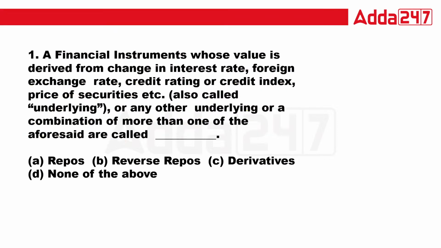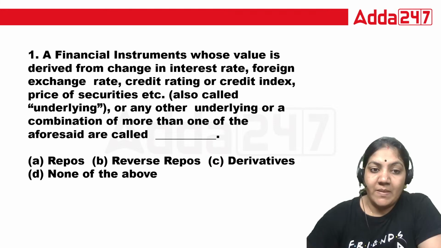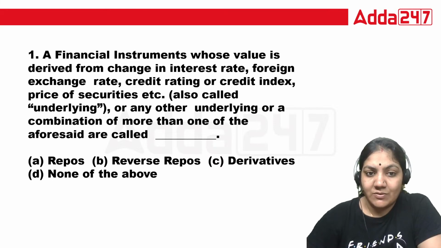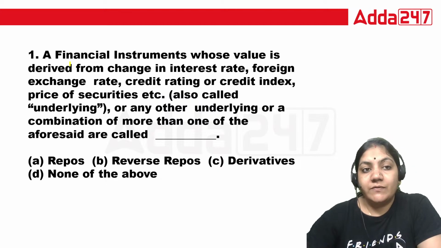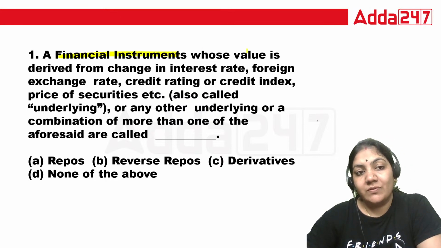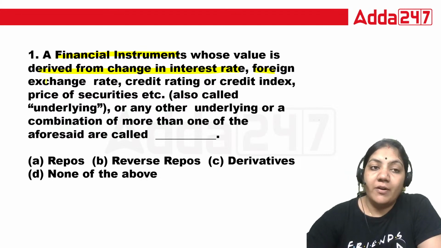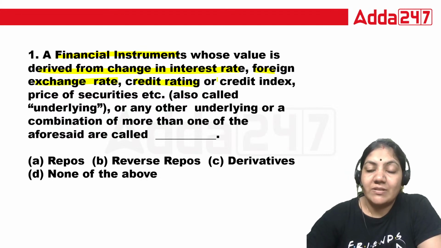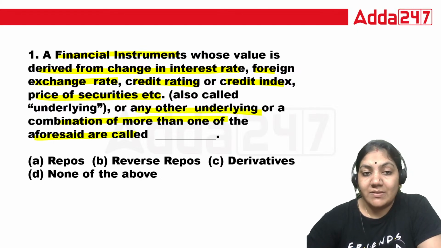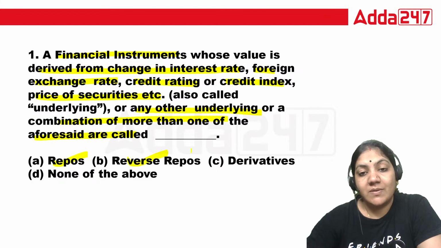Now, let's understand the question and answer that is given in your particular act, okay? The first question is: a financial instrument whose value is derived from the change in interest rate, foreign exchange rate, credit rating or credit index, price of security, etc., or any other underlying or combination of more than one of this is called what? Repos, reverse repos, derivatives, or none of the above.